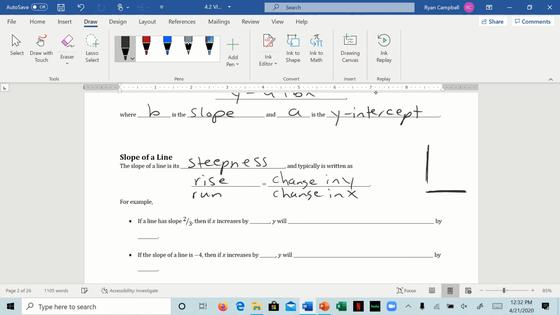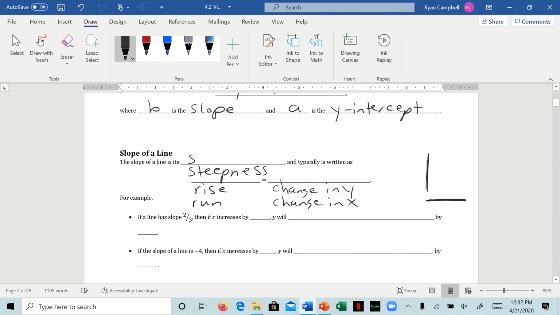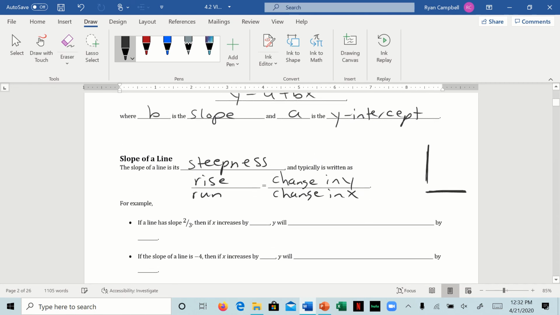So here's an example. If we have a slope of 2/3, for instance, then we would say, remember, it's y over x, so as x increases by 3, which is the bottom number, y will also increase, because it's positive, by 2.